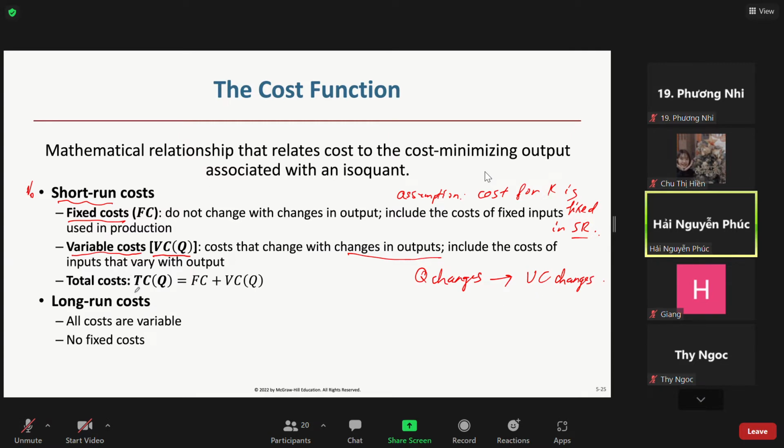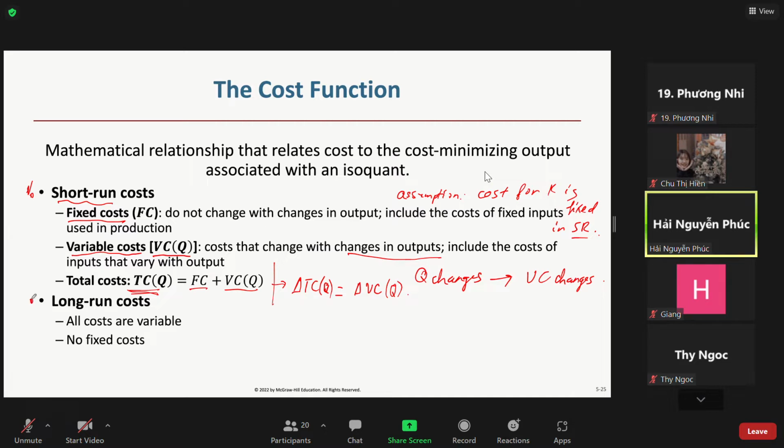And the total cost is equal to the sum of the fixed cost and the variable cost. Okay. Most specifically, you can see that because we have fixed costs, in the short run, the change in the total cost would be the change in the variable cost. Okay. In the short run, all the change in the total cost would be related with the change in the variable cost.